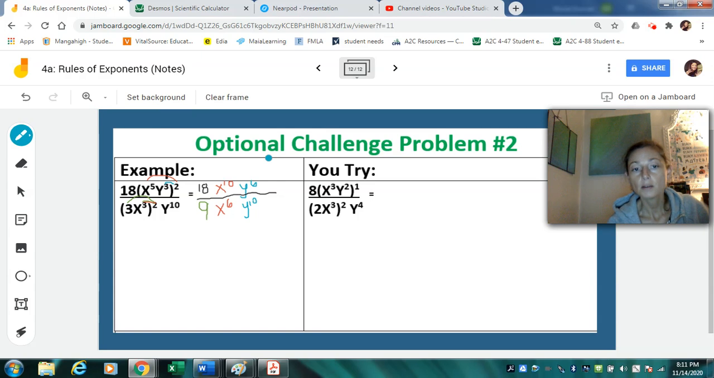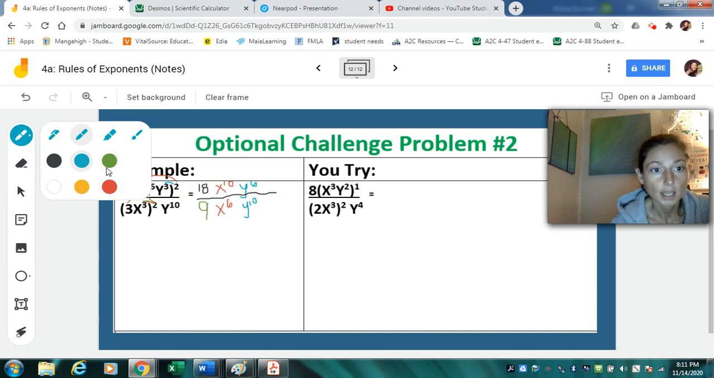Now this isn't all the way simplified because I still have x's and y's in different places and numbers in different places that I can bring together. And what's true is that we can actually separate this into 3 separate fractions. We have 18 over 9, we have x to the 10 over x to the 6th, and we have y to the 6th over y to the 10th.